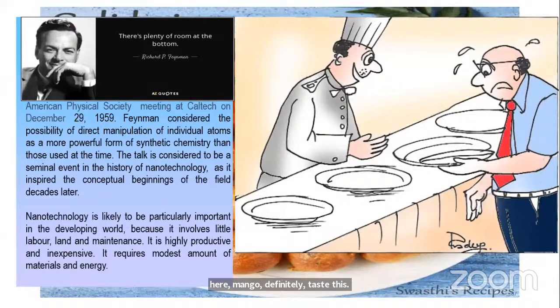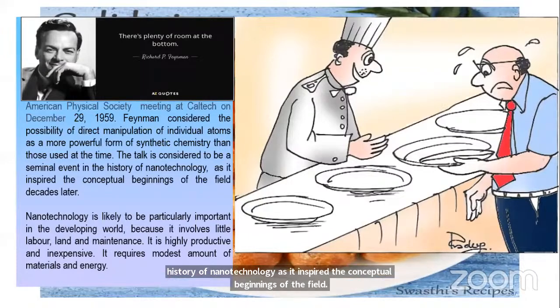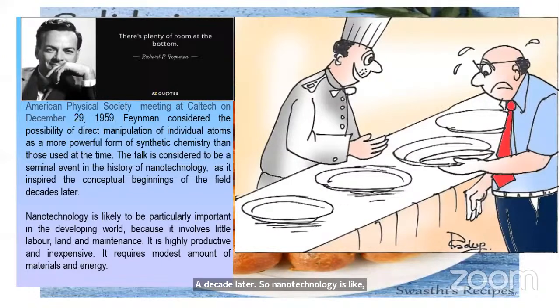And coming to the end now, you can see the American Physical Society meeting at Caltech on December 29, 1959, where Richard Feynman considered the possibility of direct manipulation of individual atoms as a more powerful form of synthetic chemistry than those used at that time. The talk is considered to be a signal event in the history of nanotechnology as it inspired the conceptual beginnings of the field a decade later. So nanotechnology is likely to be particularly important in the developing world because it involves little labor, land, and maintenance. It is highly productive and inexpensive. It requires a modest amount of material and energy.